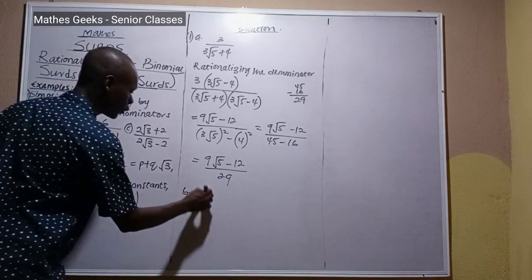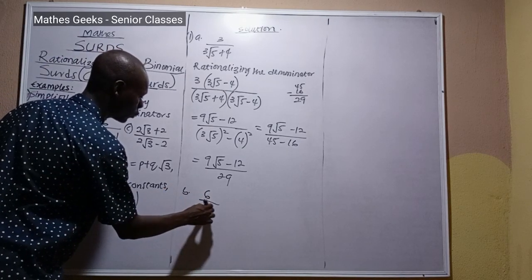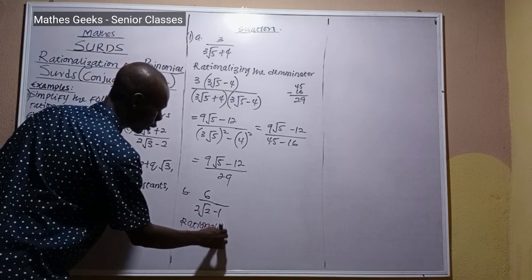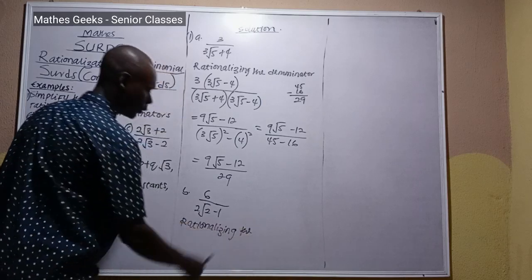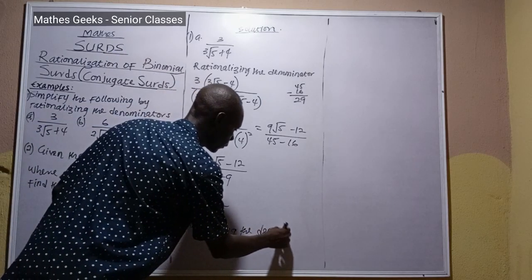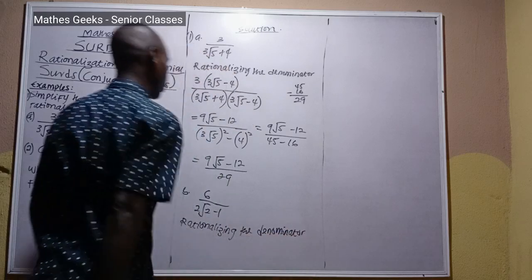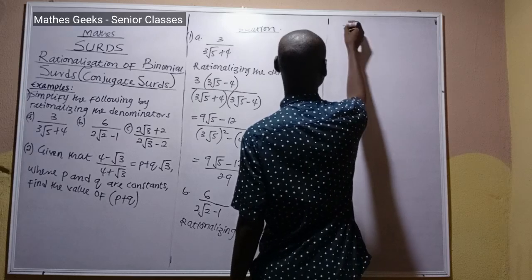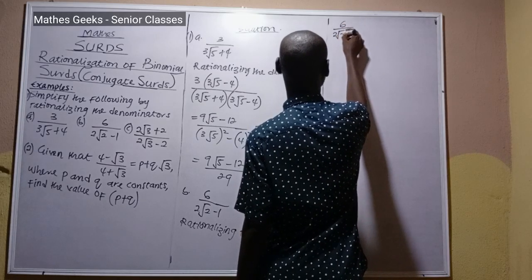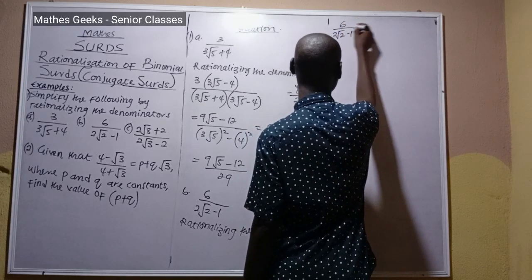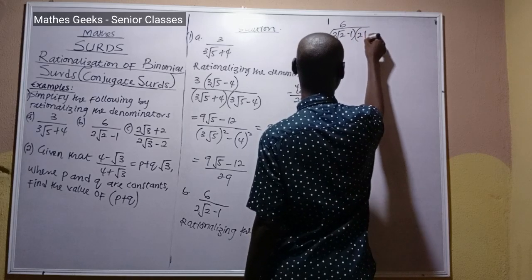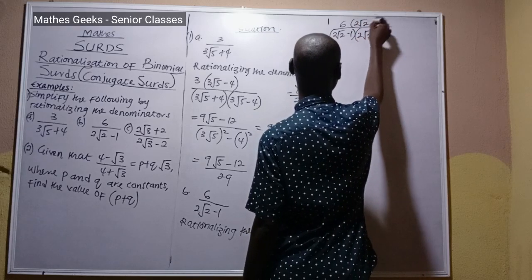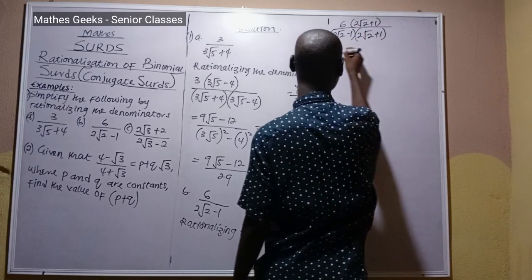Part B: 6 over 2 root 2 minus 1. Rationalizing the denominator, we are going to have 6 multiplied by 2 root 2 plus 1 over 2 root 2 plus 1.